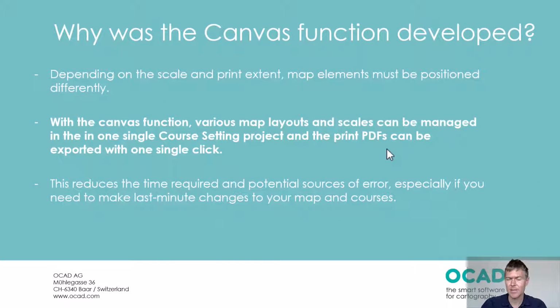And depending now on the scale and the print extent, the map elements such as control descriptions or course titles must be positioned differently, and that's where the canvas function comes in. So with the canvas function, various map layouts and scales can be managed in one single course setting project, and the print PDFs can be exported with one single click.